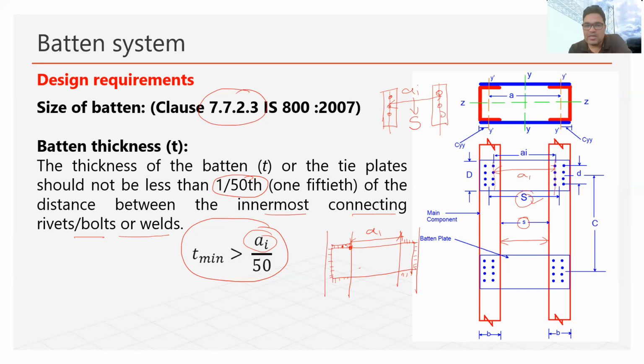So by chance, if we are providing welding up to this point, up to the edge, in that case a_i will become equal to the small s. Sometimes we may not provide welding up to the edge. We may provide welding up to this point only, and here also up to this point only. So in that case, the a_i value will become this one. So we need to see the condition and calculate the a_i value accordingly.